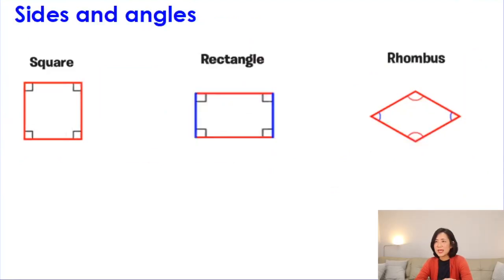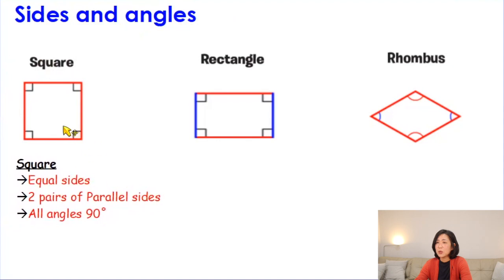Now let's talk about the sides and angles of these quadrilaterals. First of all, square. We all know that a square has all equal sides and all equal angles as it's a regular four-sided shape, right? Now let's focus on the parallel sides. As you can see, it has two pairs of parallel sides. Parallel sides, when you extend the two sides, never meet, right? So these are called the parallel sides.